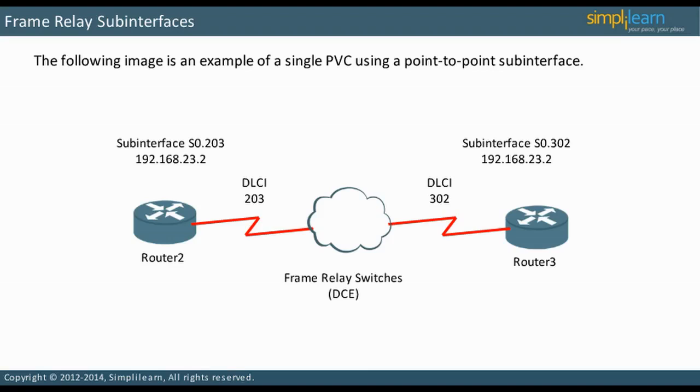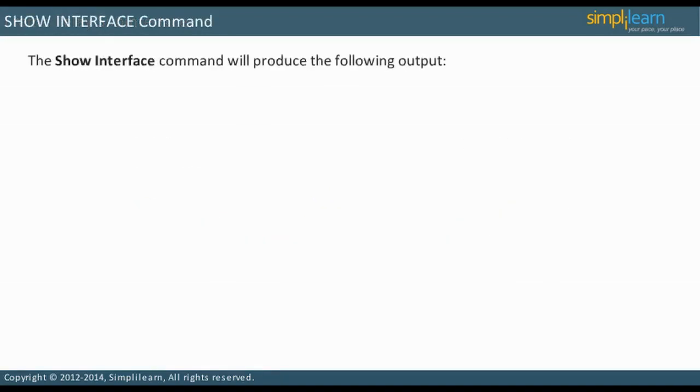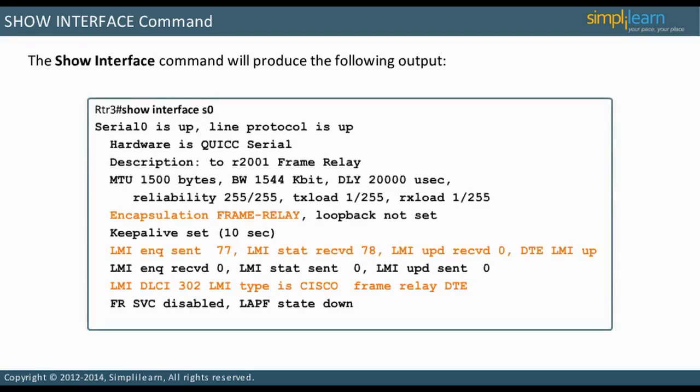In the next slide, we will look into the output of the show interface command. In frame relay, it is not sufficient for the router to be up. You need to verify that specifically frame relay traffic is able to traverse the access link. The output shows that LMI inquiries and status messages have been received and sent. Note the DLCI 302 and that the LMI type is Cisco. Take some time to study the output shown on the slide.